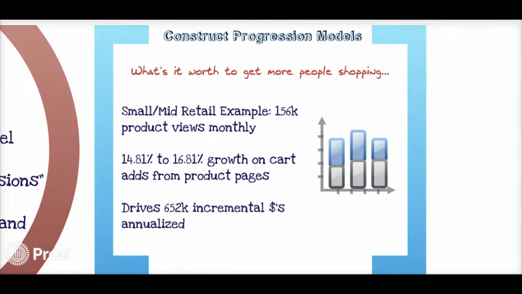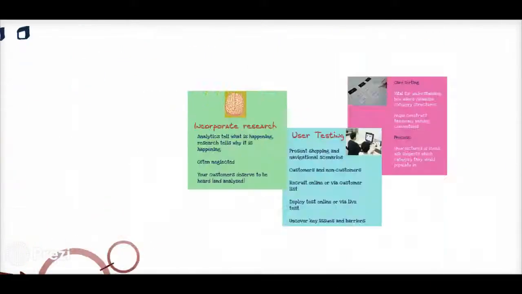Here's a retail example of what we're talking about, constructing a progression model. What's it worth to get more people down the conversion path? In this retail example, the retailer had 156,000 product views monthly. We were able to impact the product page progression rate from 14.81 to 16.81. And what this drove on an annualized basis is a net income gain of $652,000. So, again, big revenue gain by only a 2% growth on a cart progression rate on a product page.